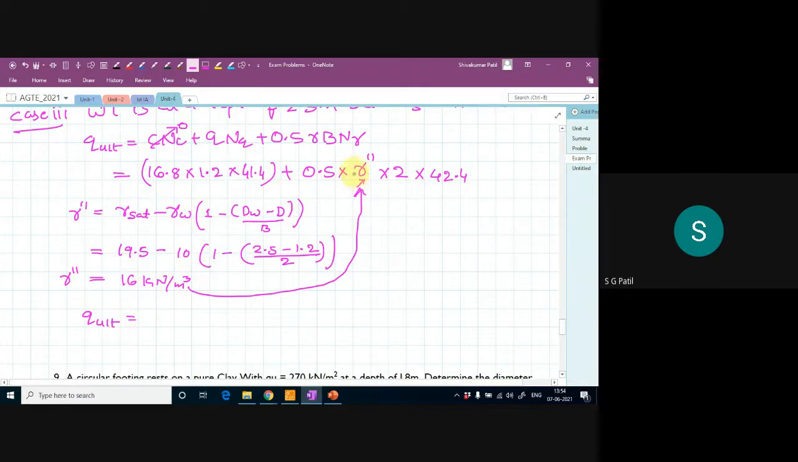See, everything you know now. Only this gamma double dash I calculated now from the weighted unit weight. 1513.02 kilonewton per meter square. So this is my Q ultimate.